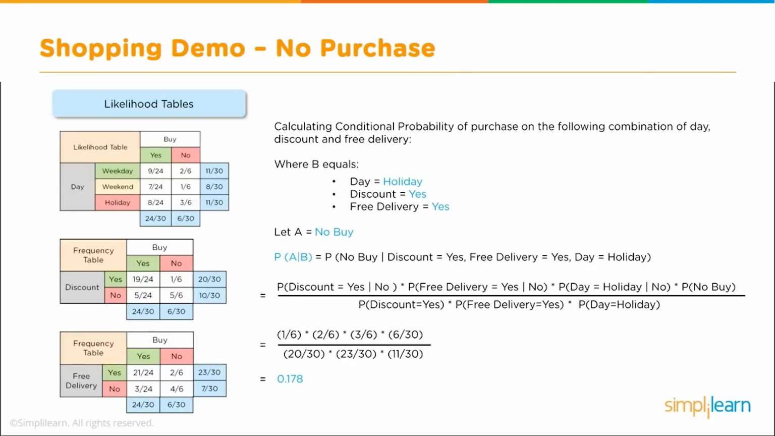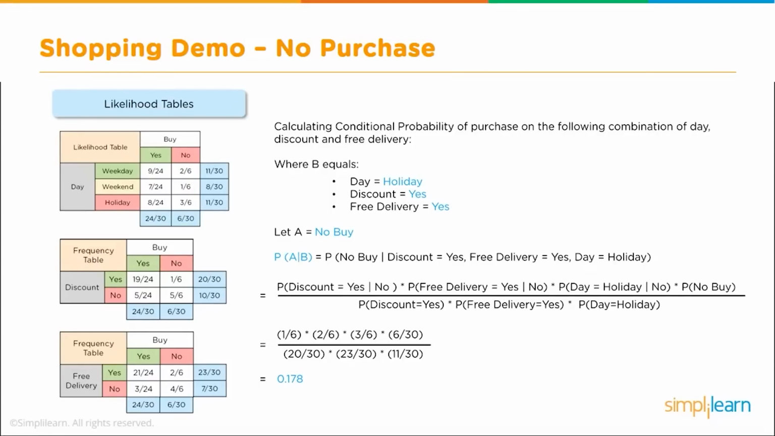And then that has to be multiplied by the probability of a no purchase. And remember, the probability of a no buy is across all the data. So that's where we get the 6 out of 30. We divide that out by the probability of each category over the total number. So we get the 20 out of 30 had a discount, 23 out of 30 had a yes for free delivery, and 11 out of 30 were on a holiday. We plug all those numbers in, we get 0.178.